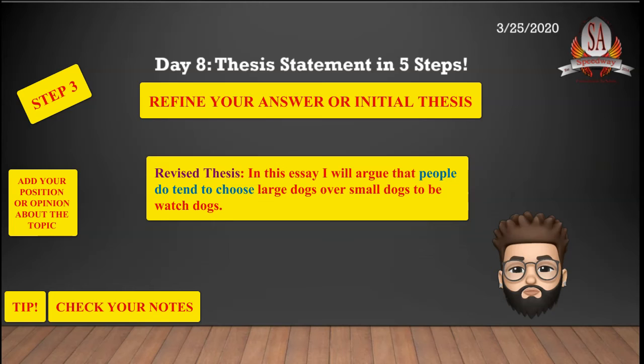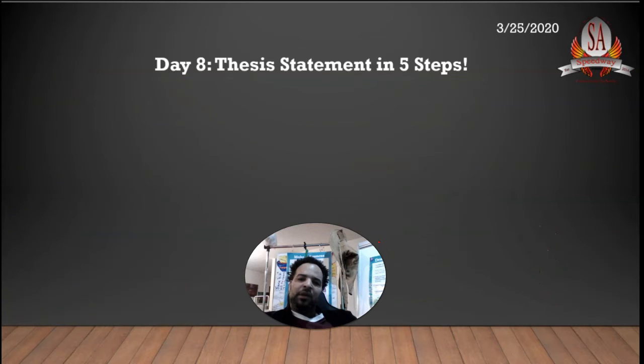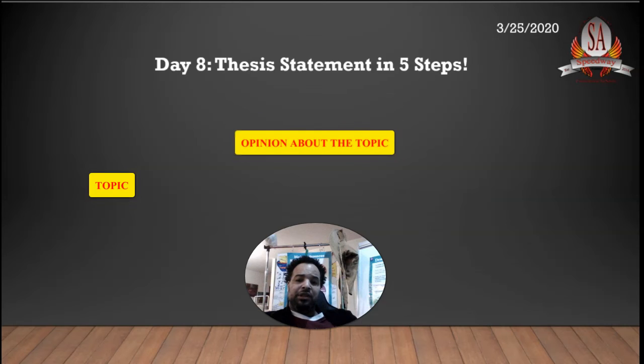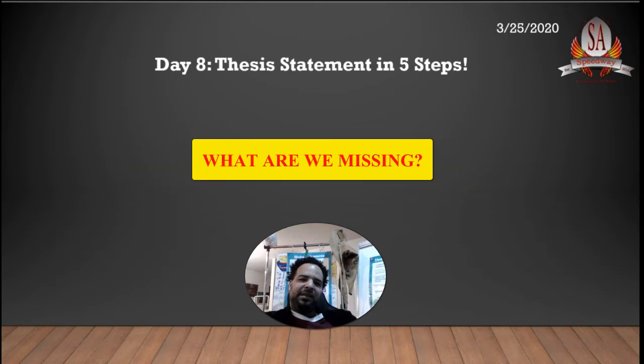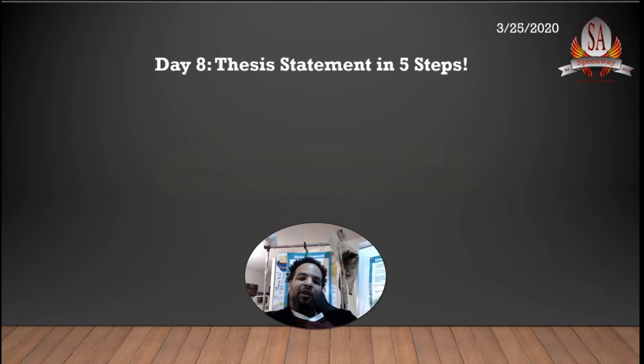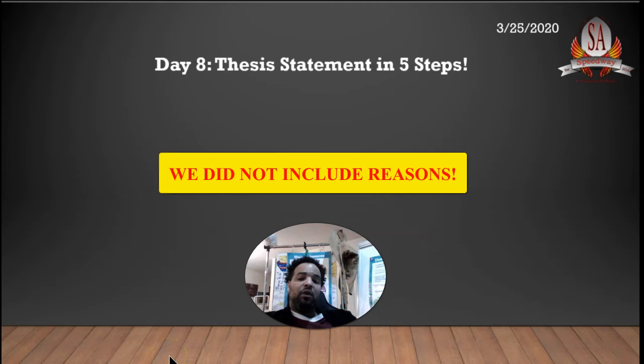But is this a complete thesis statement? If you said no, then you are right. So far, we have only added our position, people do tend to choose, and a point of comparison, large dogs as watchdogs over small dogs. So what's missing from this thesis statement? So far we have the topic, and a position or opinion about the topic. People do tend to choose large dogs over small dogs as watchdogs. But we're missing something to make this a good thesis. What are we missing? You got it. We're missing the reasons to support our position or opinions about the topic.